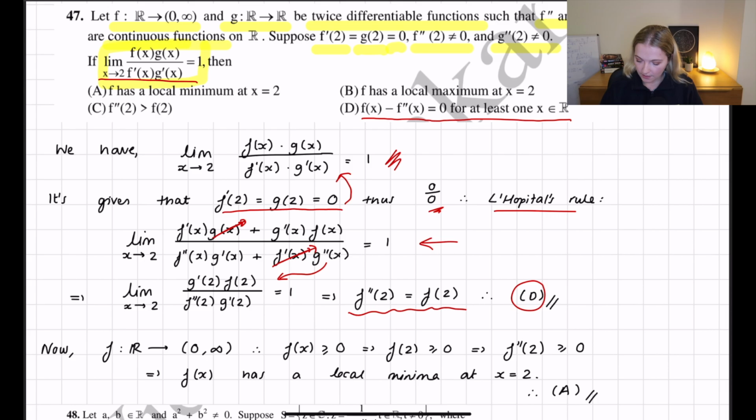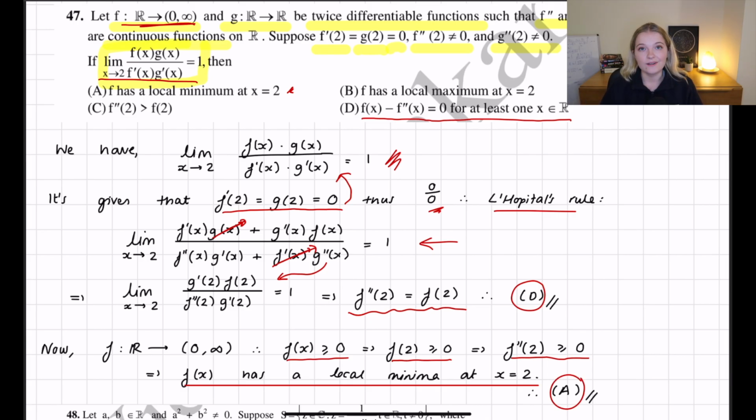Now we can actually show that A is true, so this is A here, and the reason for that is we're told that f is a function that's always greater than 0. We're told that here in the question, and from that we can write, okay, f of x is greater than 0. We know then that f of 2 must be greater or equal to 0, and from that we can say the second derivative of f must therefore also be greater than 0, and so we can deduce that f has a local minimum at x equals 2, and that's just by looking at the condition for local minima and maxima for a given function. So cool, we also have A.